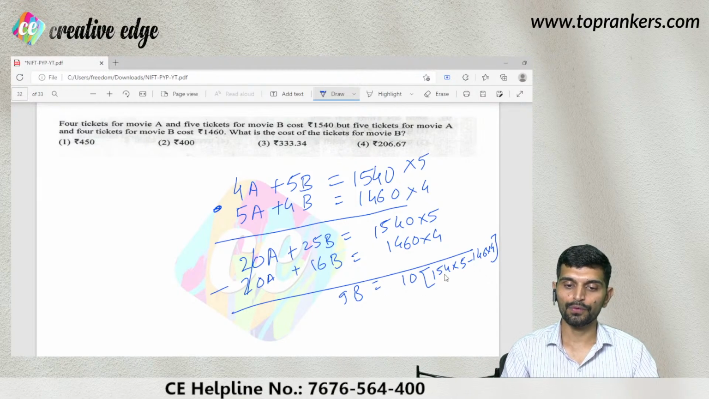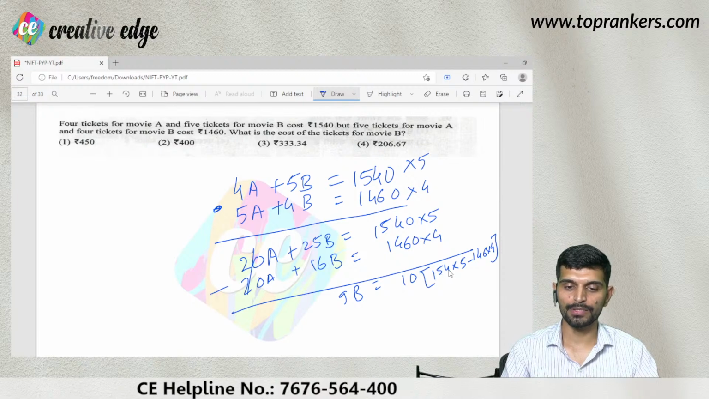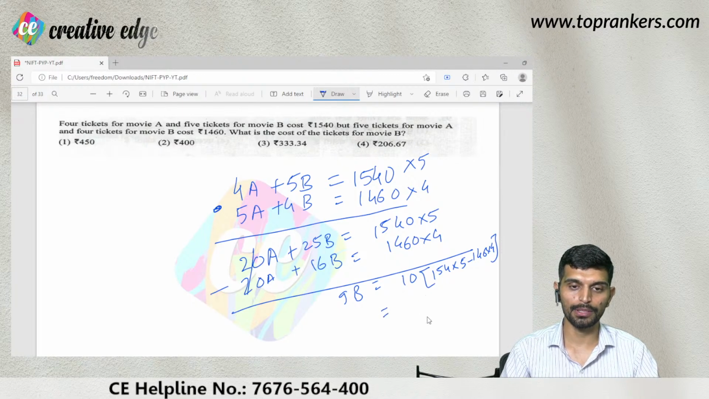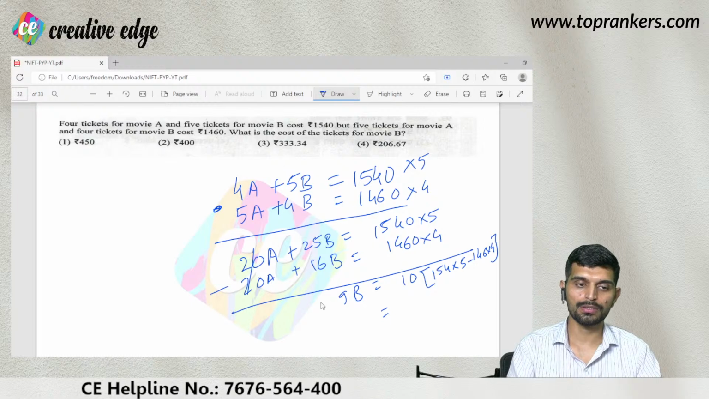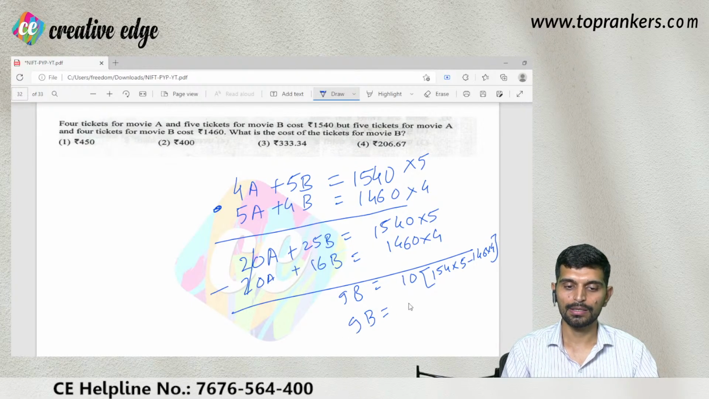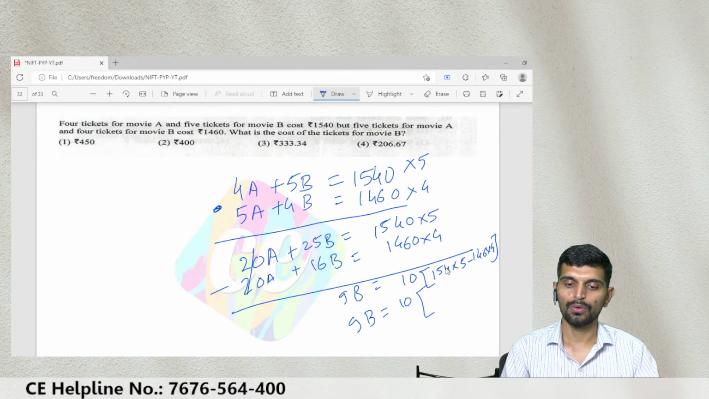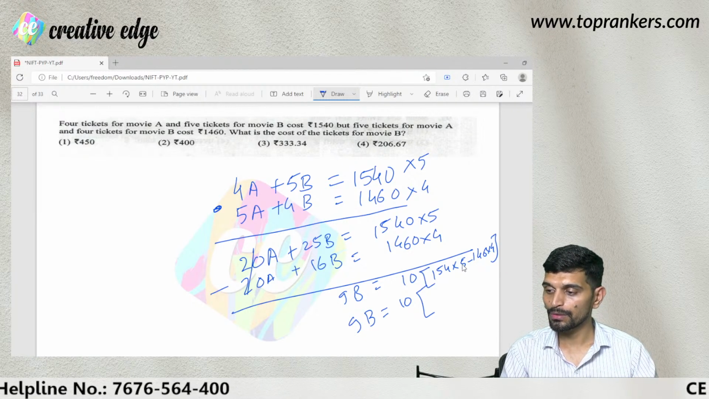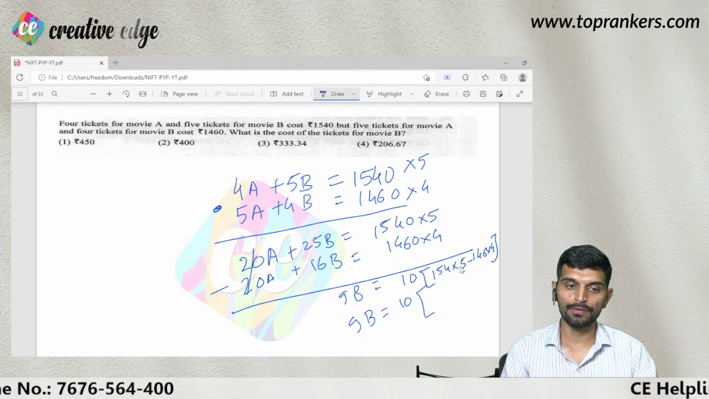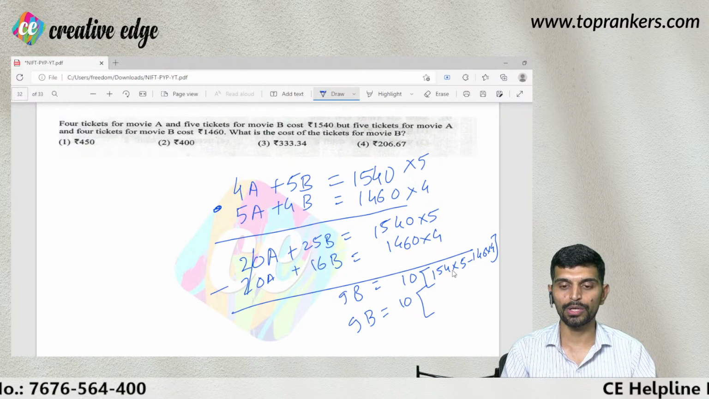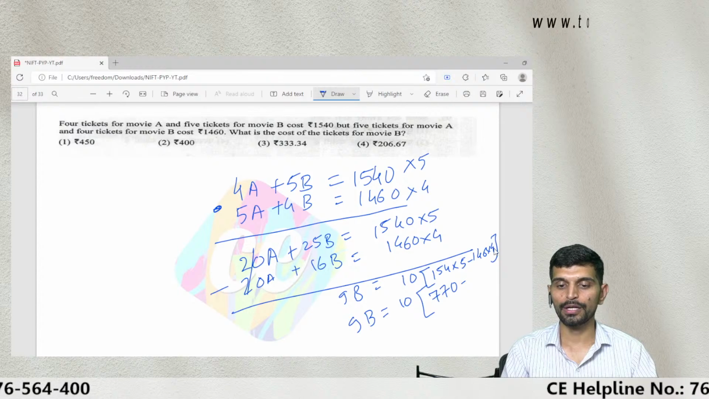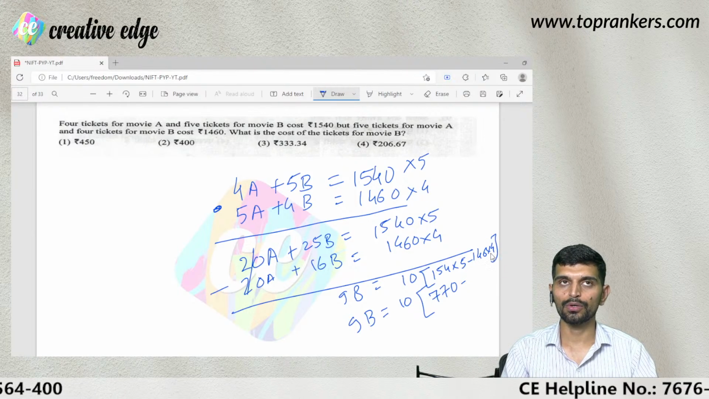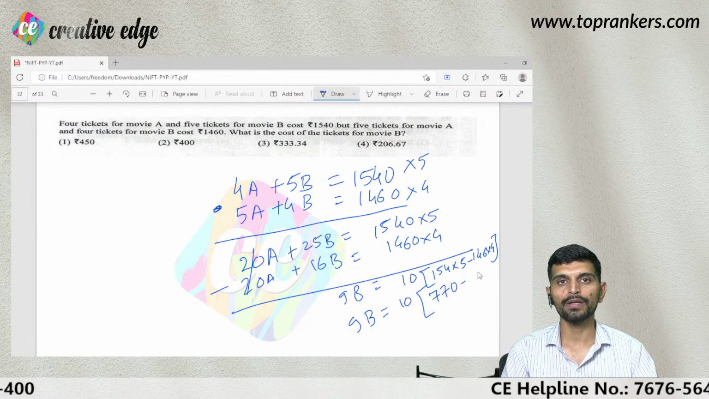So that is not going to happen here. So it has to be in decimals. So 9B is equal to 10 times, 150 into 5, 750. 4 into 5 is 20, 770. So this is 770 minus 140 into 4, 560, 6 into 4, 24. 560 plus 20, 580, 584.